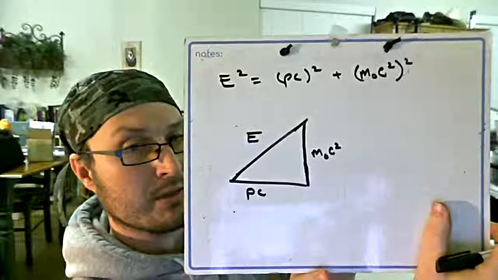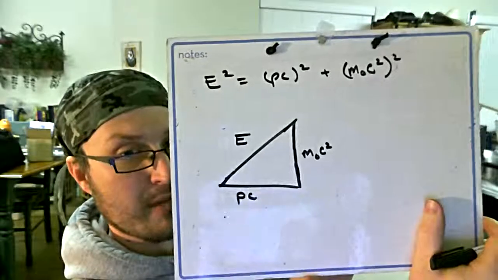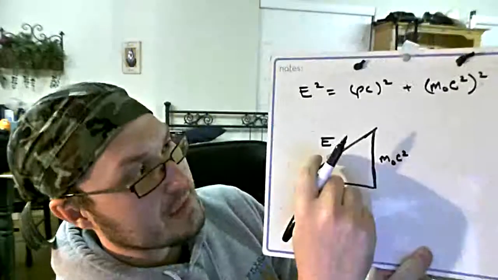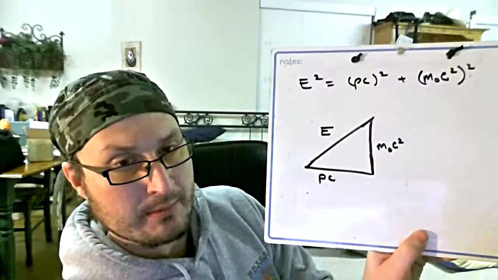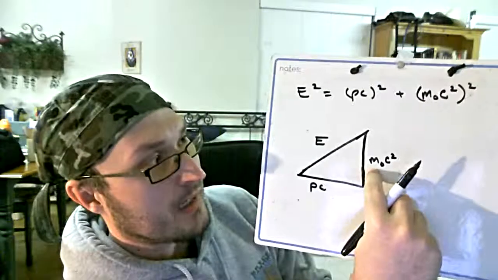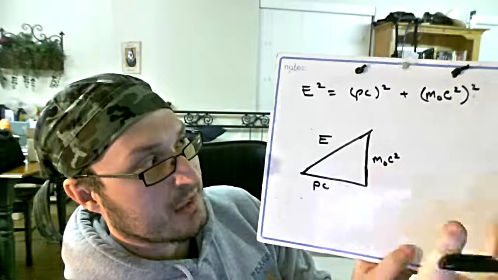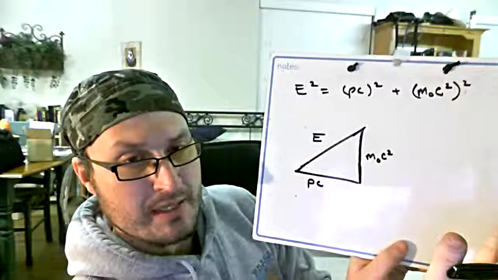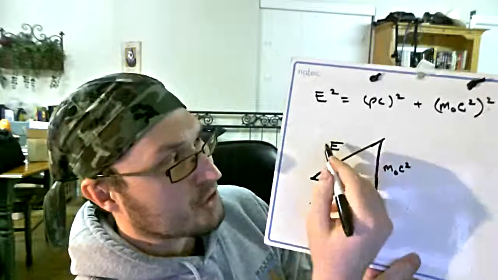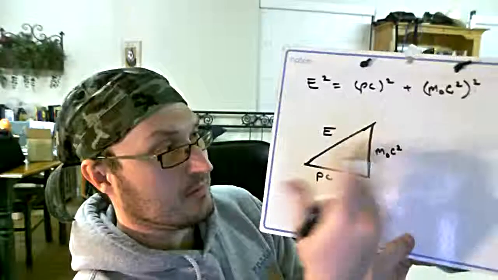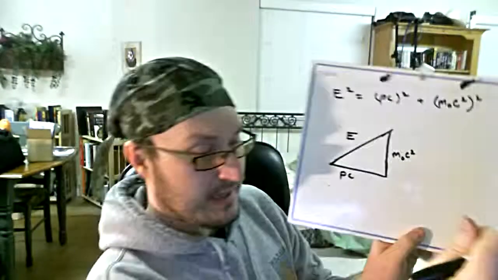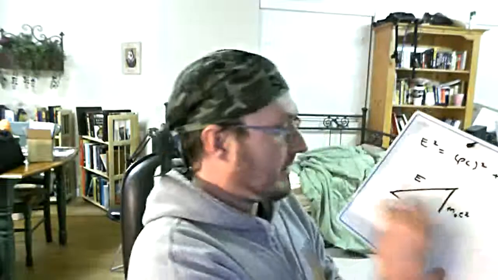But there you go. When I see that triangle in my head, I remember these things: E as the hypotenuse, PC, like a computer PC, and then m naught c squared is kind of like mc squared with the rest mass there. And then I remember to square all of these things because it's a Pythagorean triangle. When I look at that, that's what I think. So like I said, if that helps you, use it. If not, meh.